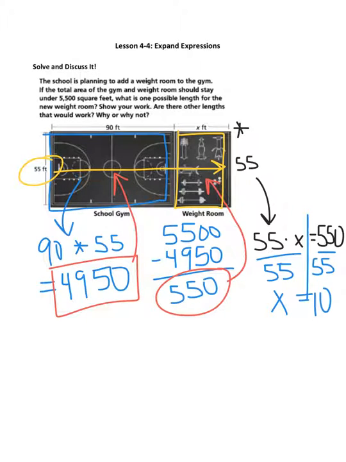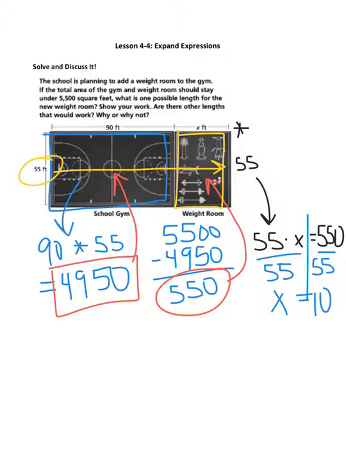So go ahead and notice what I did on the screen. The first thing I did was find the area of the school gym, which was 4,950. The second thing that I did is I took the total area, which was the 5,500 square feet, and I subtracted that 4,950, the area of the school gym, to find the area left for the weight room.